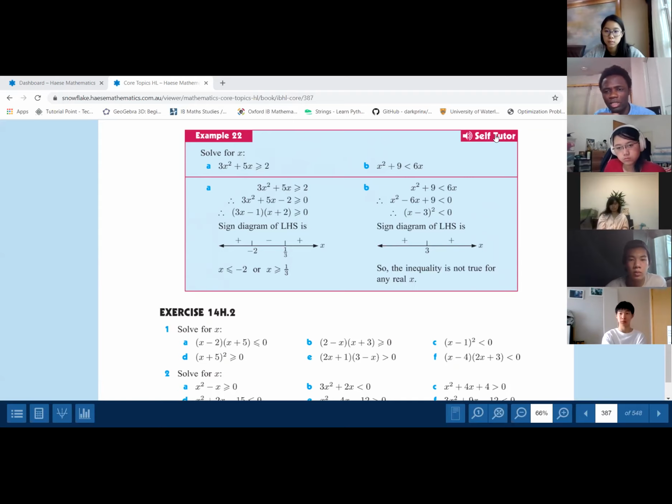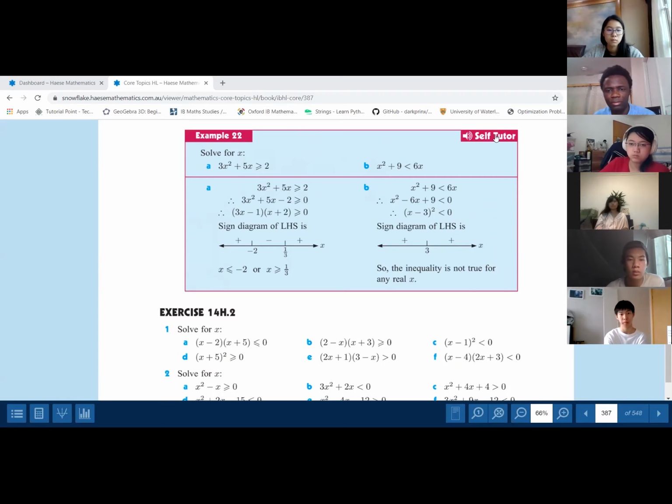Can you raise your hand if you understand what I'm saying? Okay, good. So you can see how the sign diagram enables you to pick the answer directly. You don't need to go through any more stress. Okay? All right, let's move on.